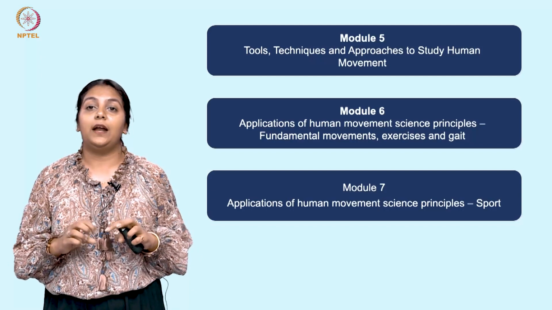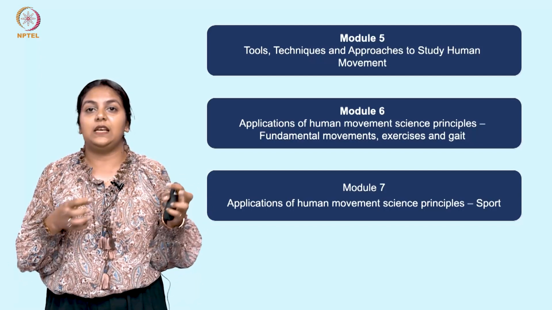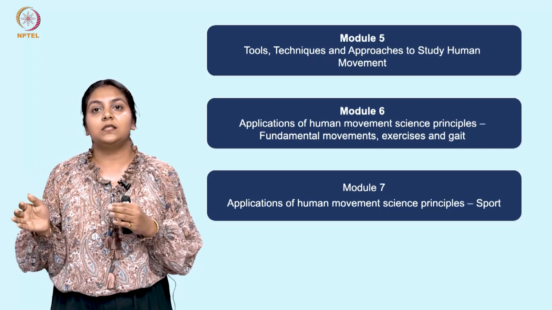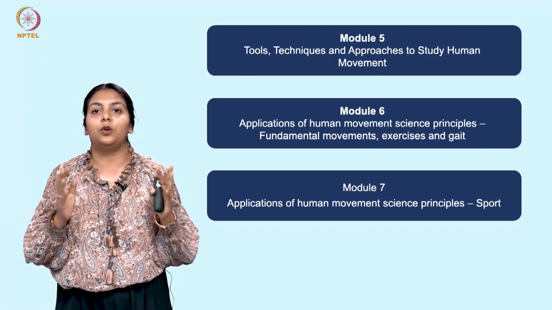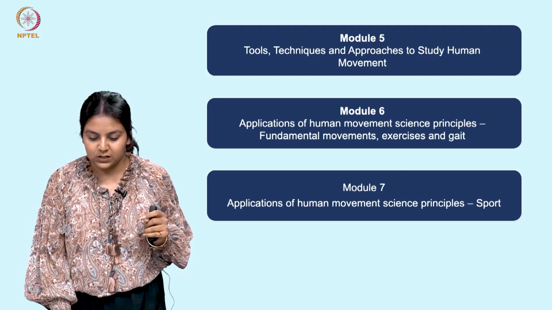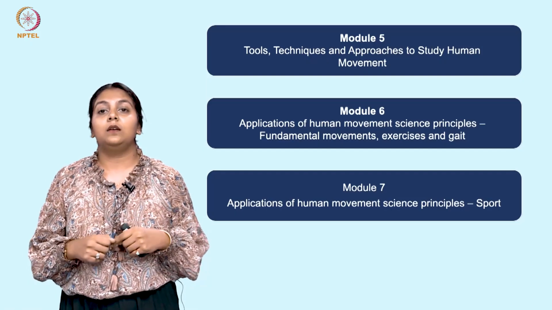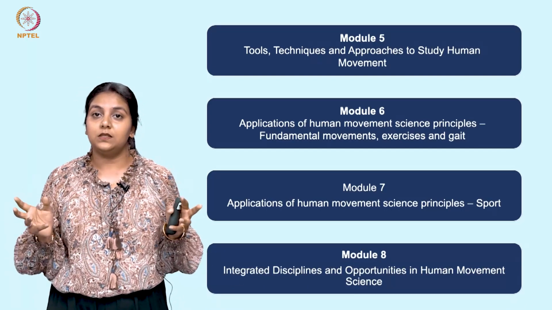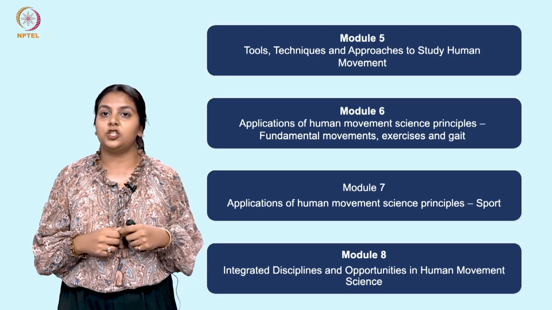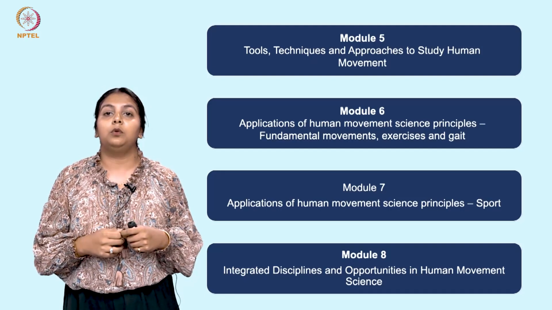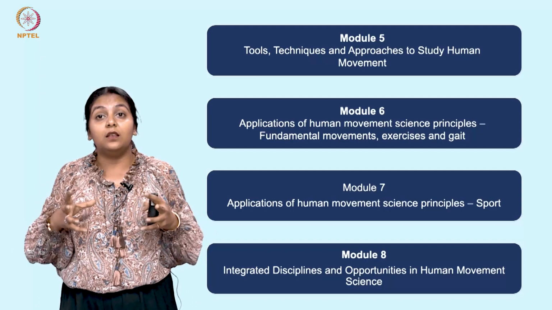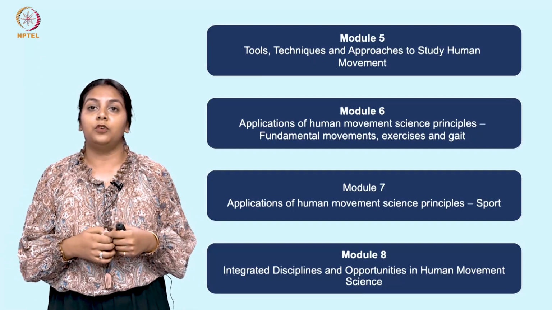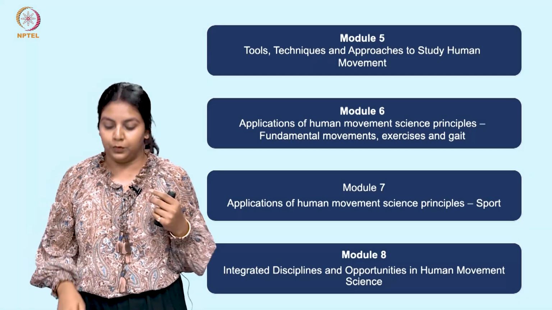So now that we've looked at all of these fundamental movements in exercise and gait, we dive specifically into the sports science aspect of it, which is applying all of these principles that we study to sporting skills. And in the last module, which is module 8, we'll be looking at the integrated disciplines that we've looked at in the introduction module. And we're looking at how these strengthen our scope and how we can collaborate to further enhance the state of art of human movement science.